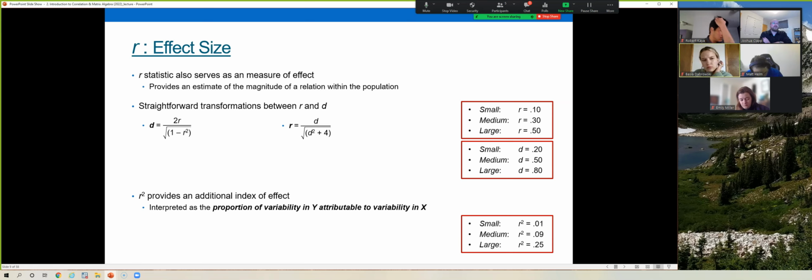Okay. Emily, last semester, when did we talk about something that sounds kind of like this interpretation of the squared correlation?